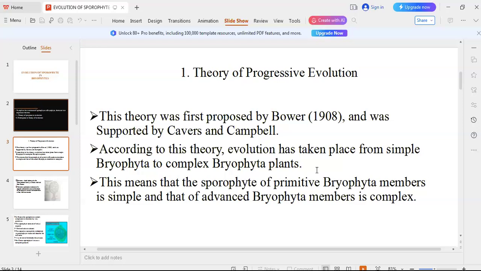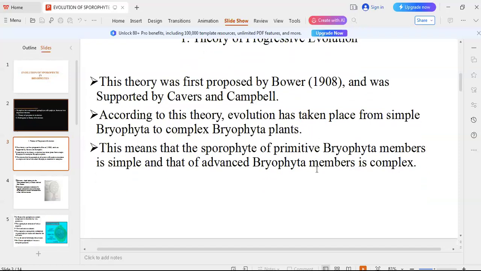This means that the sporophyte of primitive Bryophyta members is simple and that of advanced Bryophyta members is complex. Please note down this point. So according to this theory, evolution has taken place from simple to complex type. Primitive Bryophyta members are called simple, and advanced Bryophyta members are the complex.